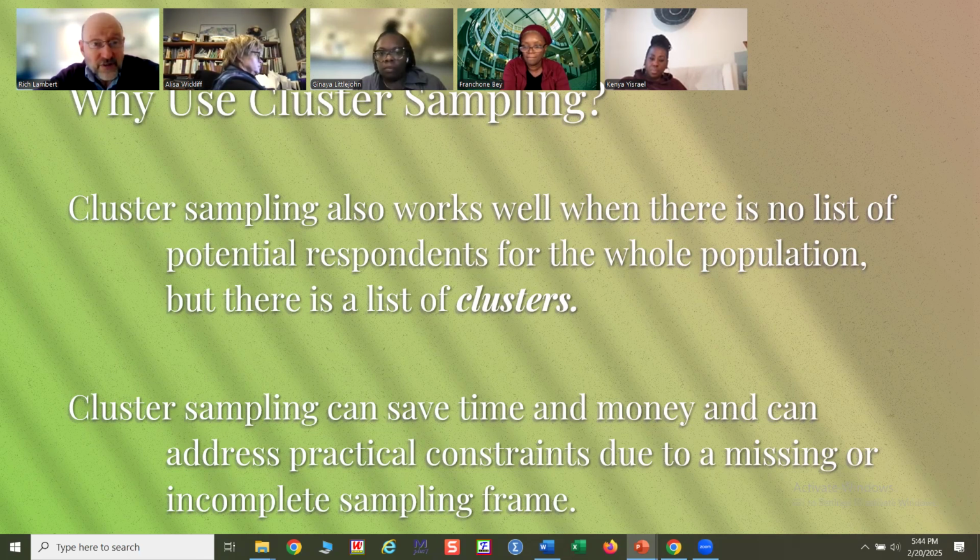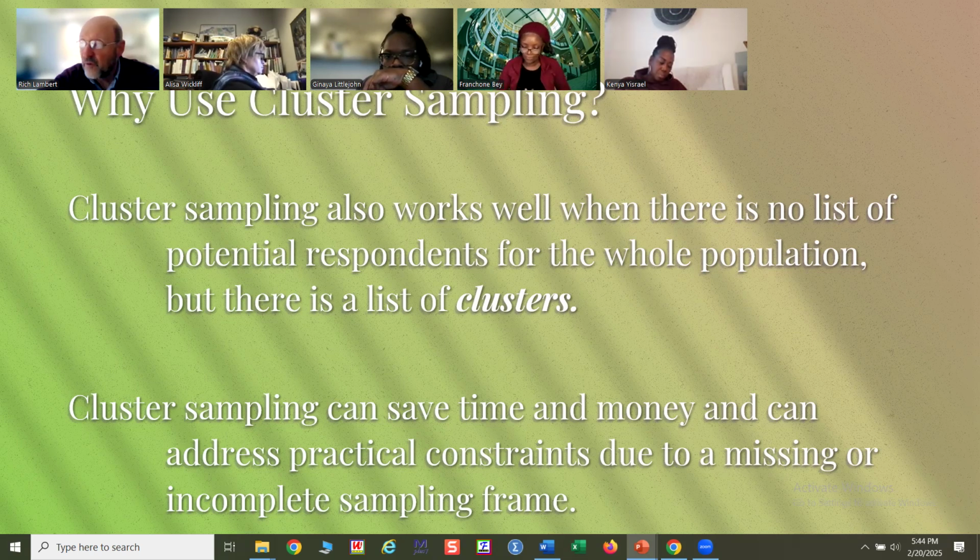So we could change this point on this slide to say cluster sampling also works really well when there's no list of potential respondents for the whole population that's available to the researcher, but there is an available list of clusters. So when all these conditions are present, it can save time and money, and it can address a lot of practical constraints due to a missing or an incomplete or an unavailable sampling frame.